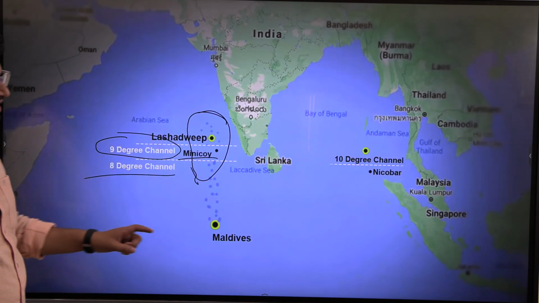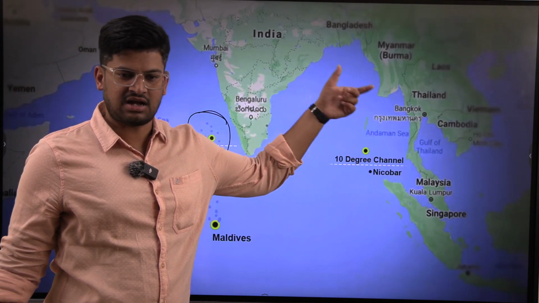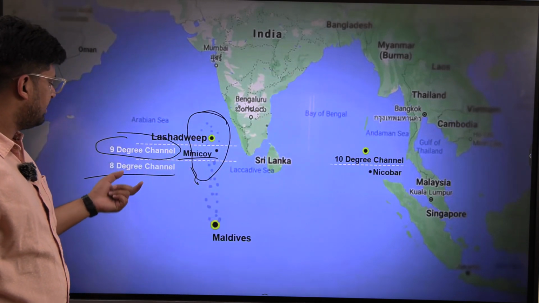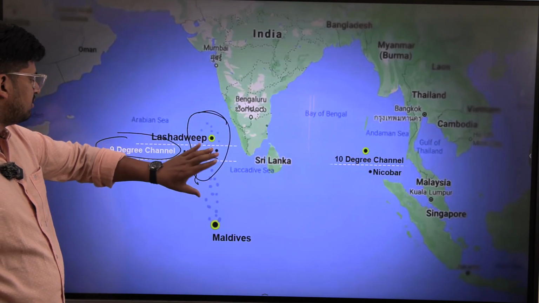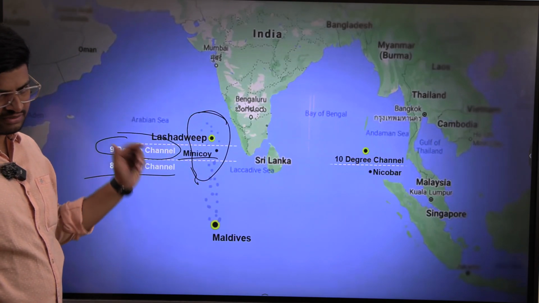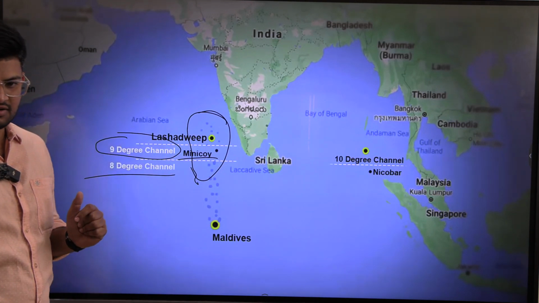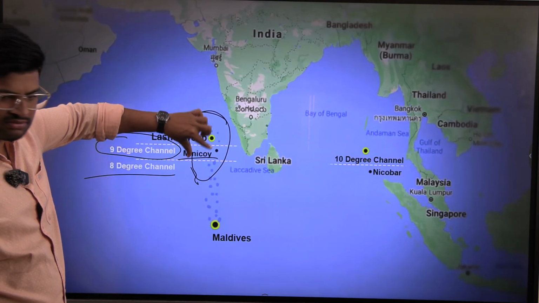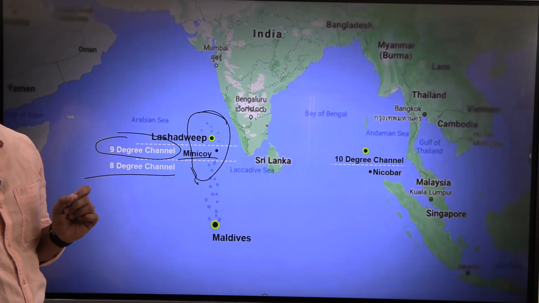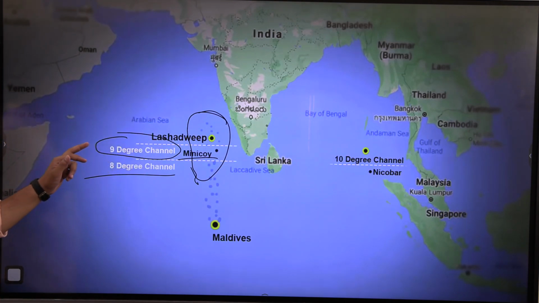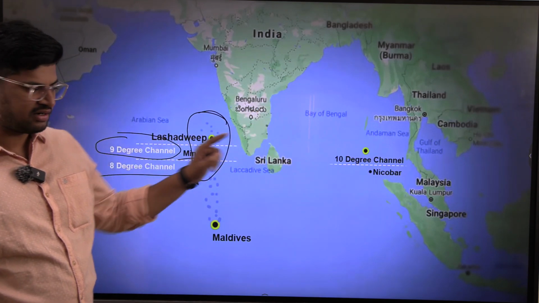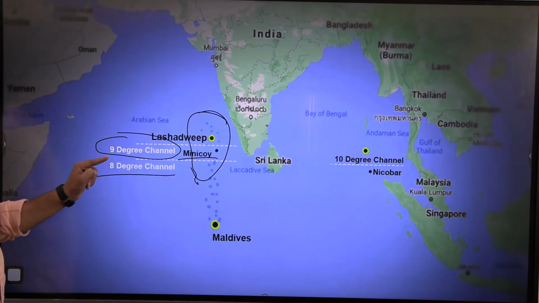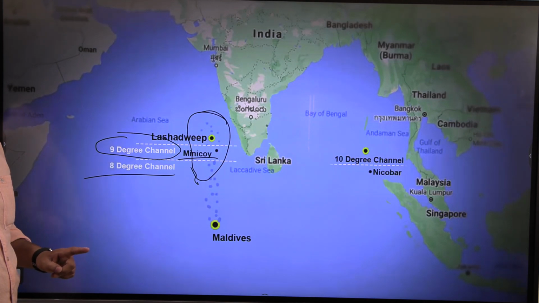Getting my point? So the 10 degree channel separates Andaman and Nicobar. The 8 degree channel separates Maldives and Minicoy. The 9 degree channel separates Lakshadweep and Minicoy. Minicoy is not separate, it is also part of Lakshadweep, but it is a little separated. So Lakshadweep, Minicoy: 10 degree channel Andaman Nicobar, 9 Lakshadweep Minicoy, 8 Minicoy.